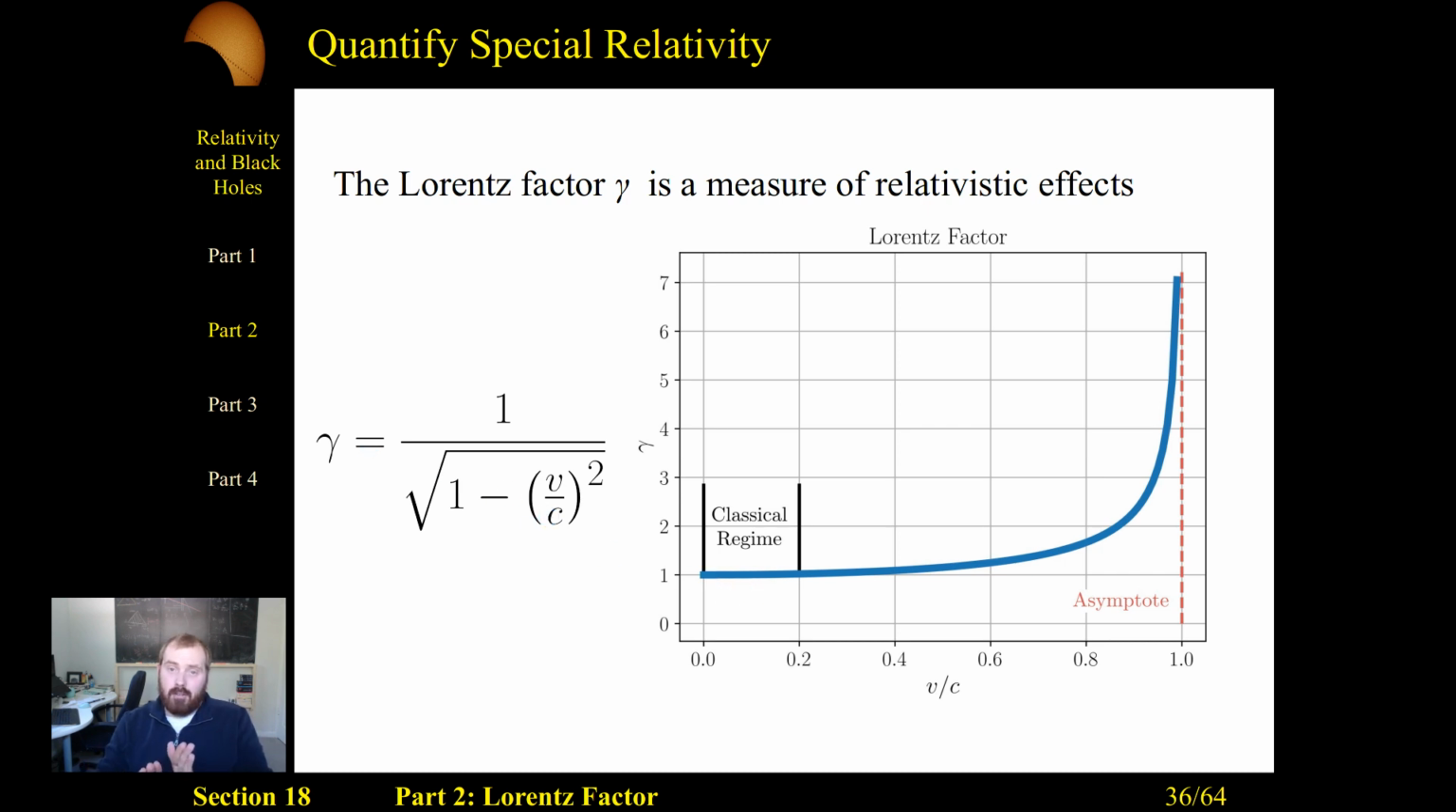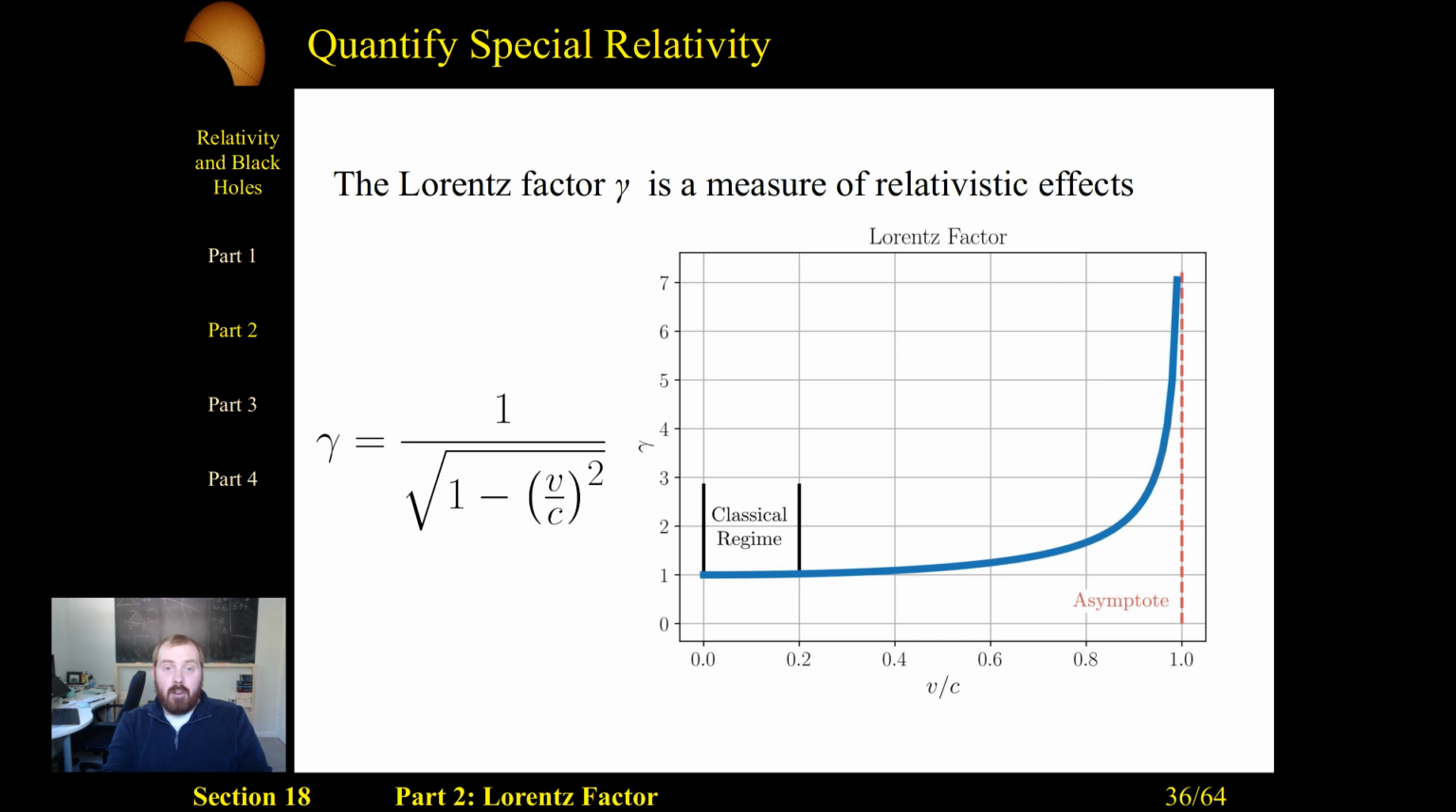Now go faster and faster. As our speed increases, as their speed approaches the speed of light, this ratio becomes closer and closer to 1. 1 minus 0.9 is 0.1. So now I have 1 divided by the square root of 0.1, and that blows up. As your velocity approaches the speed of light, this Lorentz factor starts to diverge. It blows up.